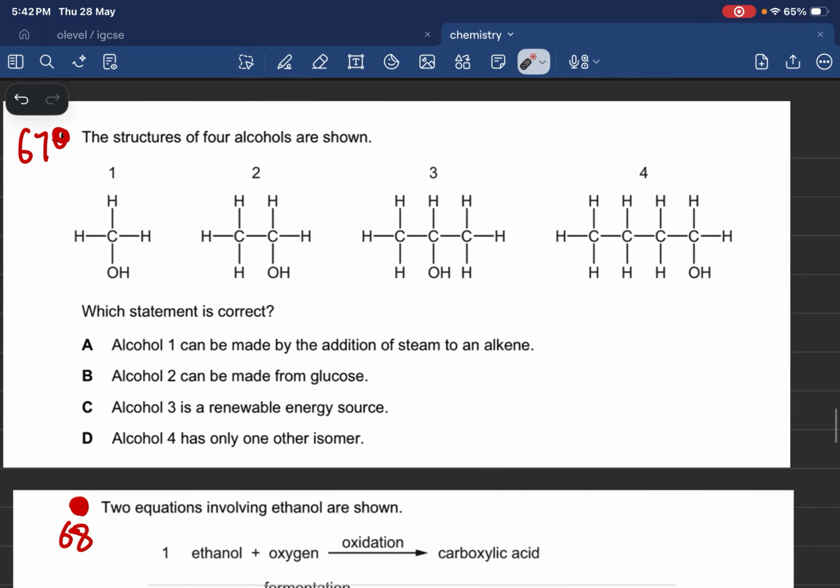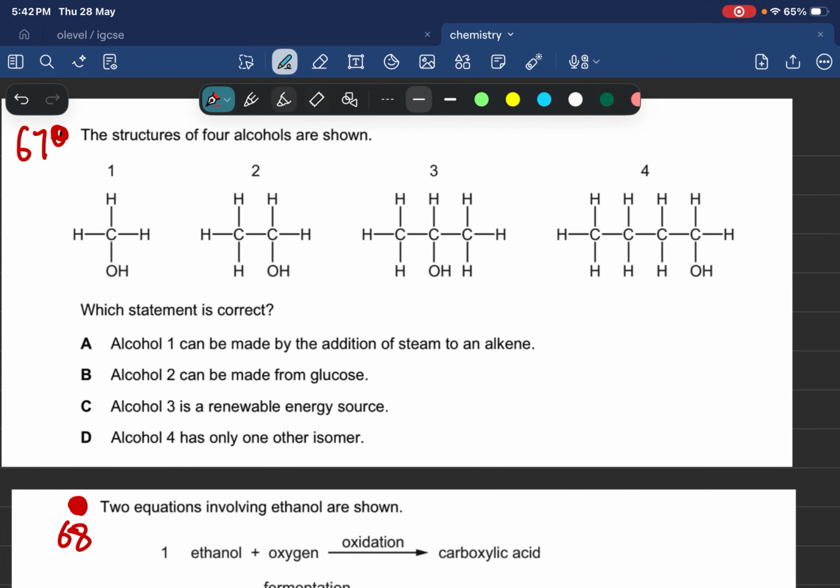Three structures of alcohols are shown. So we have an alcohol that has 1 OH, and what do we call it? We call it methanol. We have an alcohol that has 2 carbons and 1 OH, we call it ethanol. Then we have propan-2-ol, then we have butan-1-ol. So this is my methanol, this is my ethanol, this is my propan-2-ol.